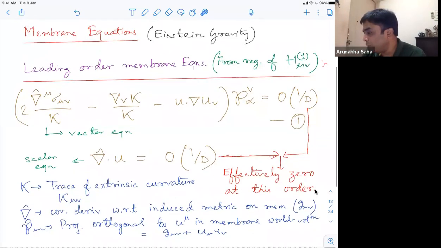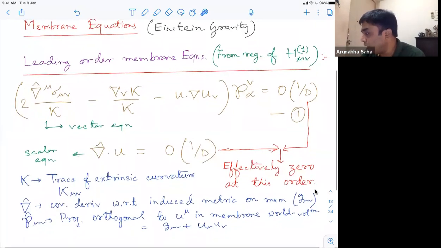Now, to give a concrete example, the membrane equation for Einstein gravity. They are given by these two equations. Let me explain what these equations are. These are obtained from imposing regularity on the leading order metric correction. There are two types of equation: one looks like a vector equation, and one is a scalar equation. The vector equation has directions along these projectors, which are orthogonal to the velocity direction in the membrane, because velocity is the only distinct direction in the membrane.